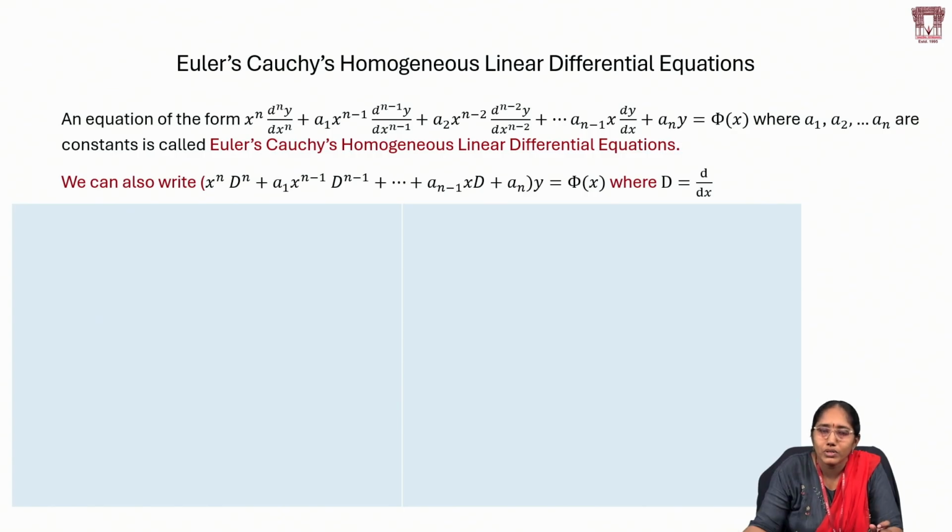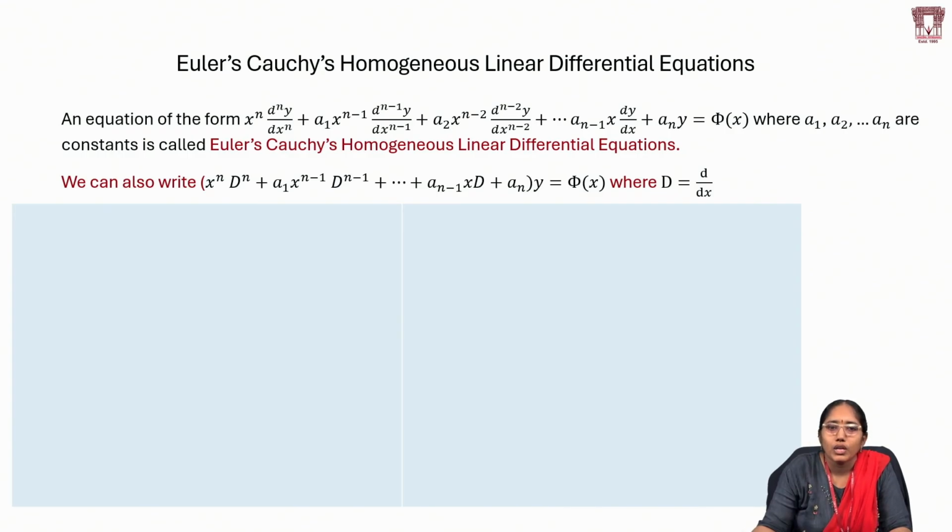In the variable coefficients, we have some special coefficients, particularly of the form x^n d^n y by dx^n plus a1 into x^(n-1) into d^(n-1) y by dx^(n-1) and so on, plus an into y is equal to phi of x, where a1, a2, and so on, an are constants, which is called the Cauchy's homogeneous linear differential equation.